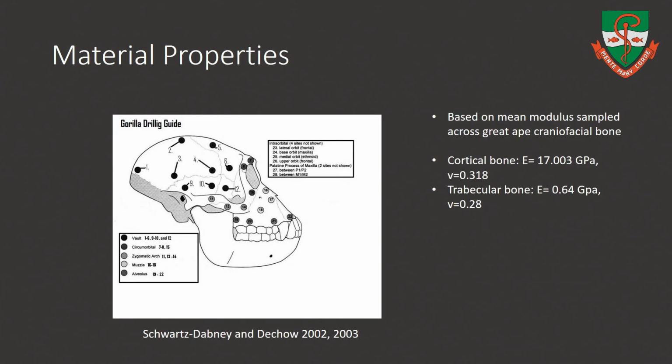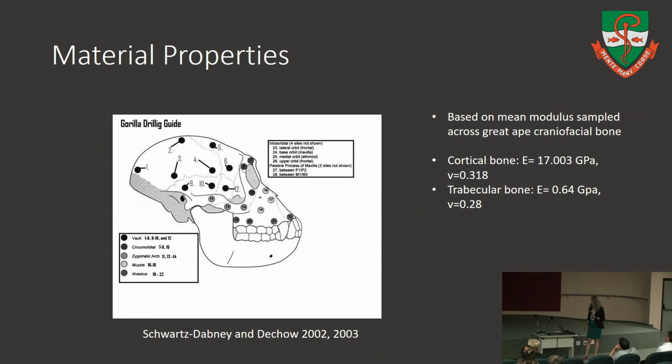For material properties in these models, I have applied material properties of cortical bone and trabecular bone based on work done by Schwartz, Dumont, and Dechow. I have used for these mandibles the mean value of craniofacial bone for great apes. In the future, we have collected these data on the mandible as well, but they're currently being processed. So for now, I've used the mean craniofacial data, and I will be applying regionally heterogeneous isotropic material properties when I update these.